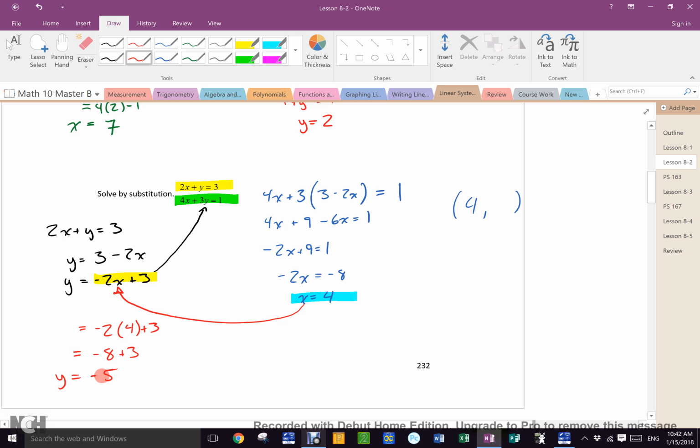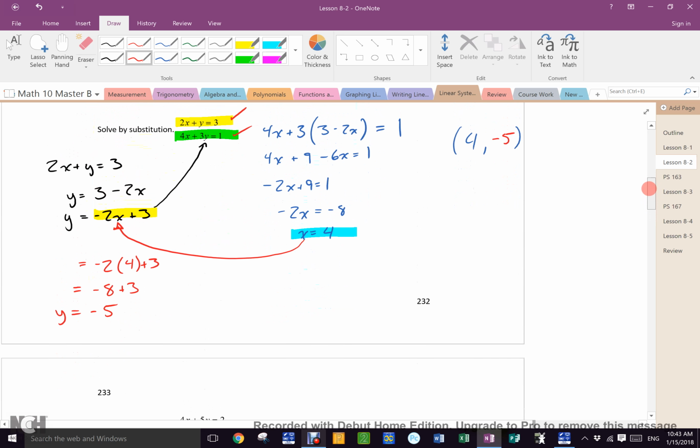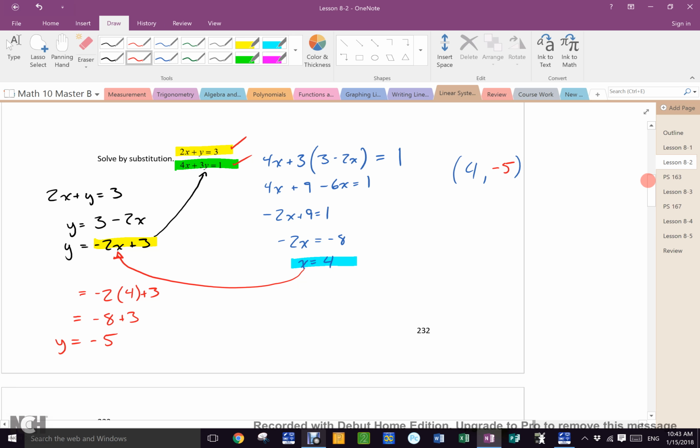Where else on this page is there an empty spot for y? Right in the answer. So what goes there? Negative 5. Can you check it? What's 2 times 4? What's 8 minus 5? So is it right for the yellow one? What's 4 times 4? What's 3 times negative 5? Negative 15. It's 16 minus 15, 1. So we're right for that one. Is everybody cool with that?